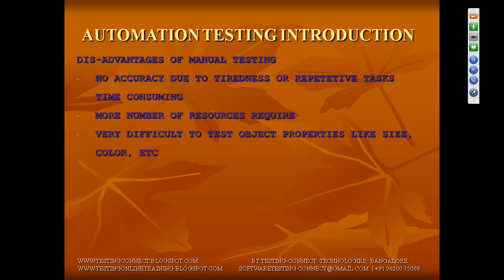It is also very difficult to test object properties. Here in this ppt you are seeing an image, some flowers or leaves. That leaf you have to validate. With your eyes you have to validate the exact brightness. Is it possible to validate? You cannot. So object properties, images, or bitmaps cannot be validated by human beings with manual testing.